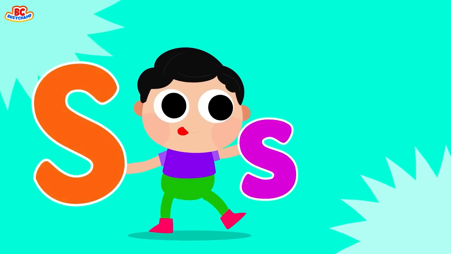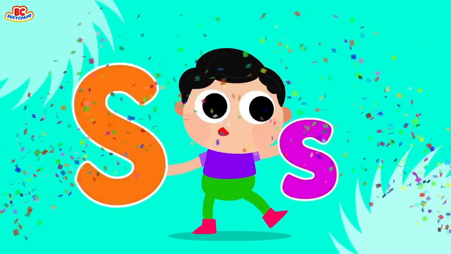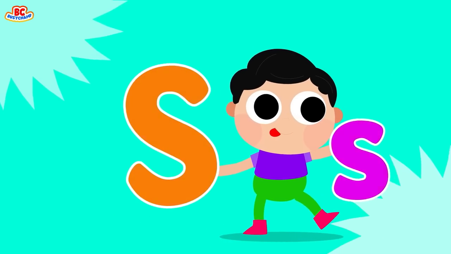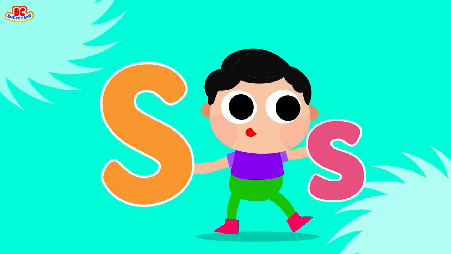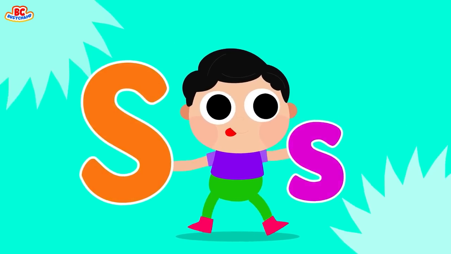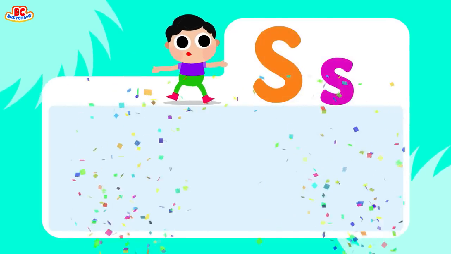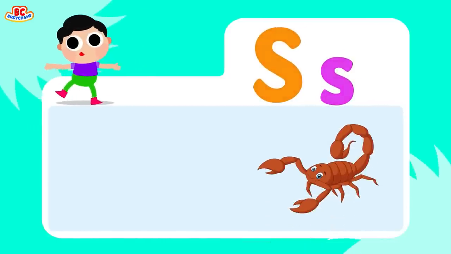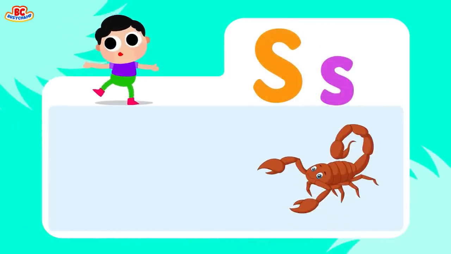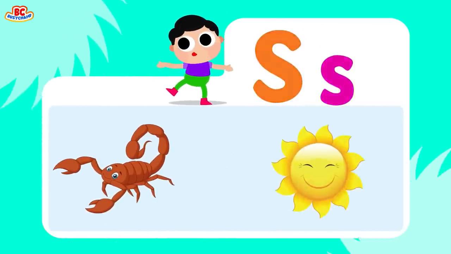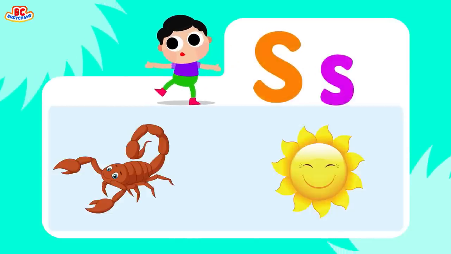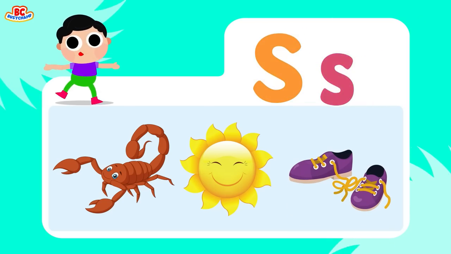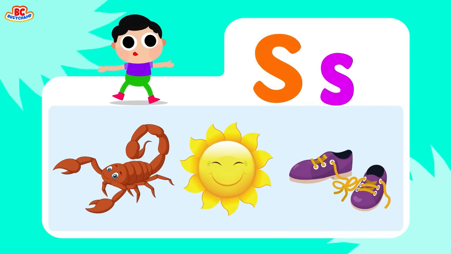Which alphabet can you see in my hands? I have the letter S in my right hand and it sounds S in my left hand. And there are so many words that begin with letter S. S called scorpion. S, S, scorpion. S called sun. S, S, sun. S called shoes. S, S, shoes.